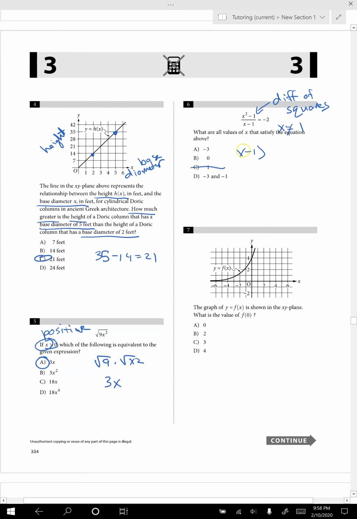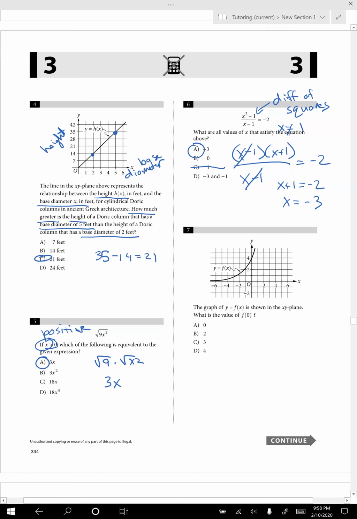We have x minus 1 times x plus 1 from the difference of squares, over x minus 1, equals negative 2. We can cancel out the x minus 1 factors, and then we have x plus 1 equals negative 2. Subtract 1 from both sides, and we get x equals negative 3.